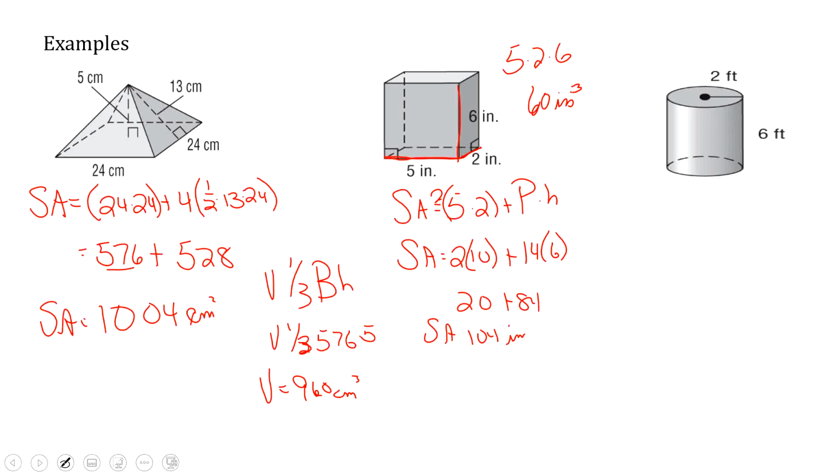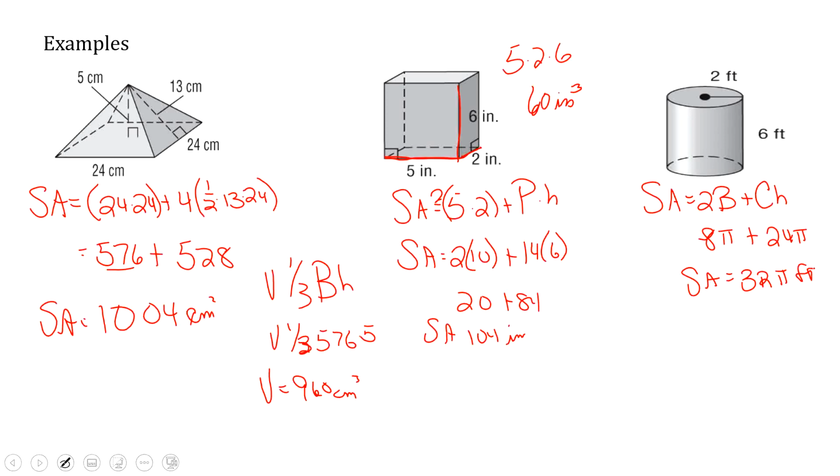Surface area of a cylinder equals 2 times big B, the area of the base, plus the circumference times the height. My area of my base is pi r squared. The radius is 2, so that's 4 times pi, so 4 pi. I have 2 of those, so that's 8 pi, plus the circumference of my base, which is 4 pi, times 6 is 24 pi. So the surface area here equals 32 pi feet.